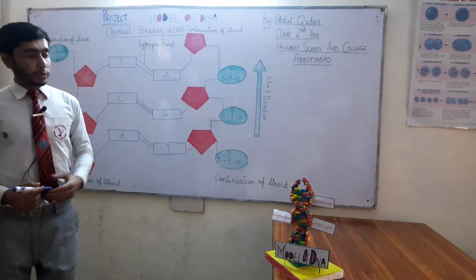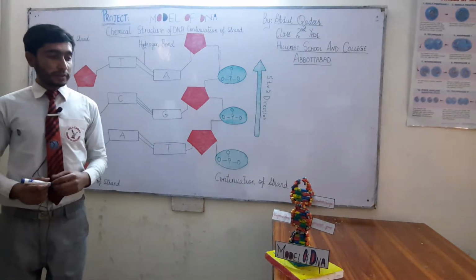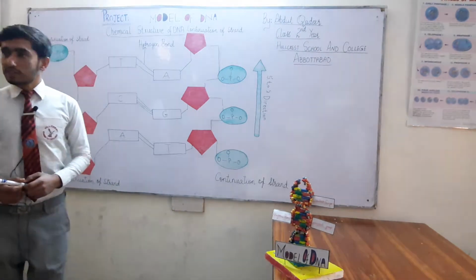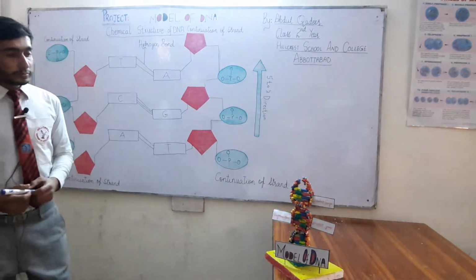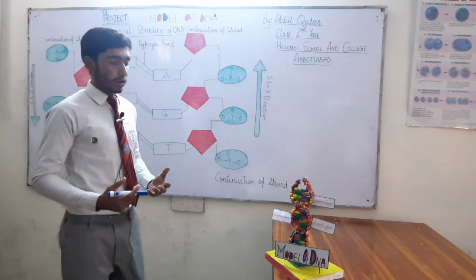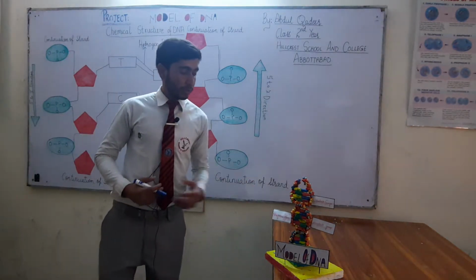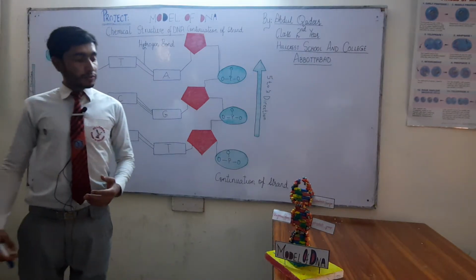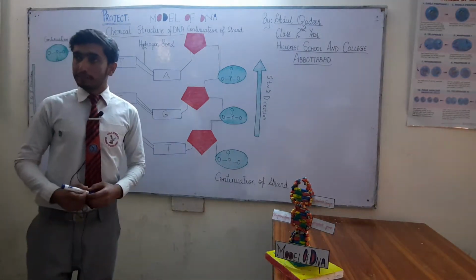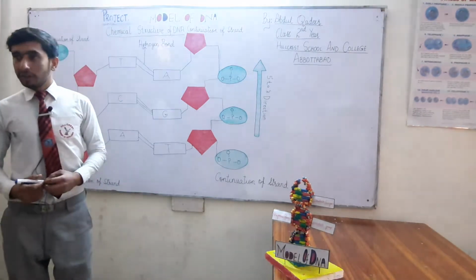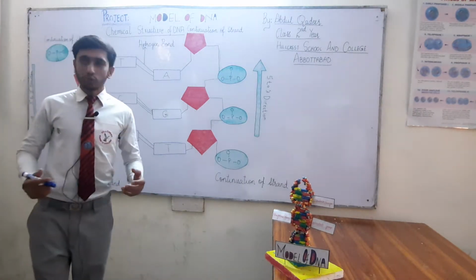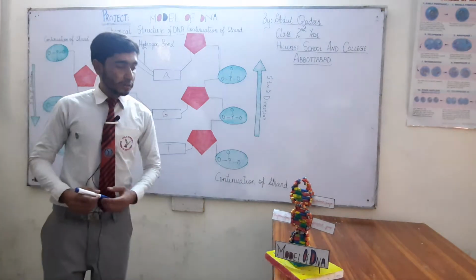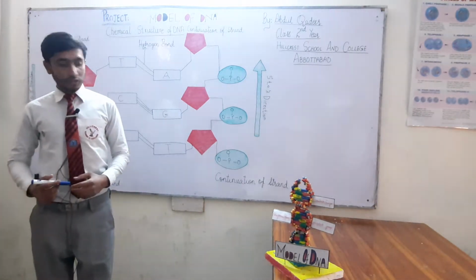Today, my project is the model of DNA, the Watson and Crick model of DNA. Today we will discuss the model of DNA, and I will try to give you complete information about it. First of all, the model of DNA was proposed by James Watson and Crick in 1953. These two scientists were rewarded with the Nobel Prize for this great achievement in 1962.